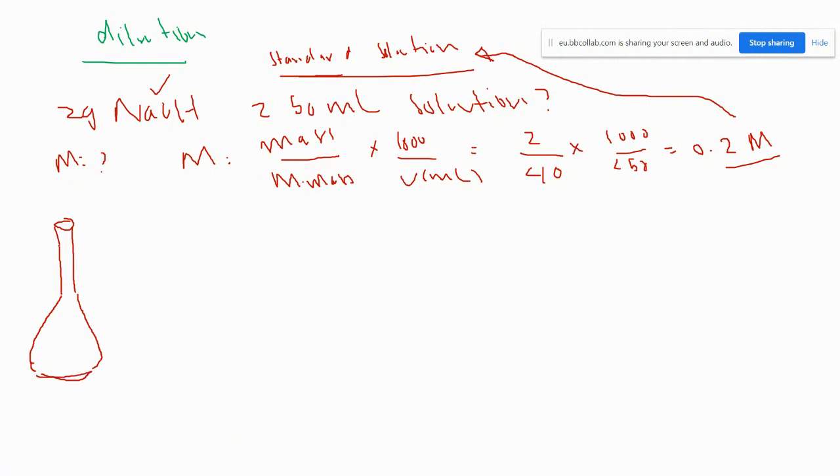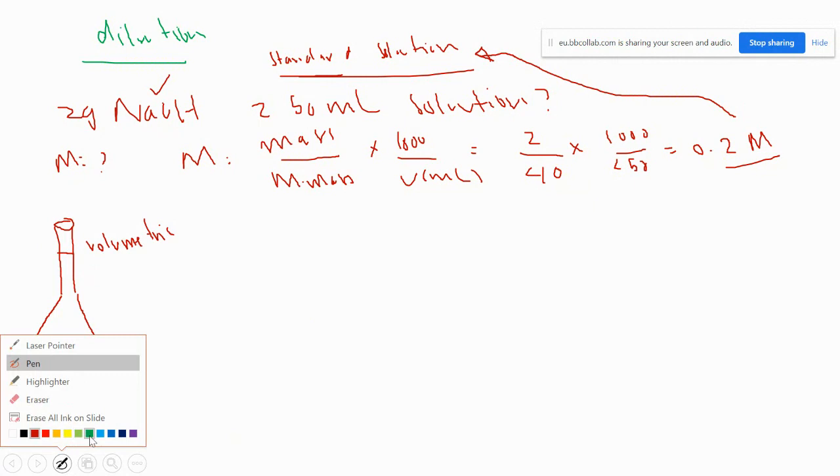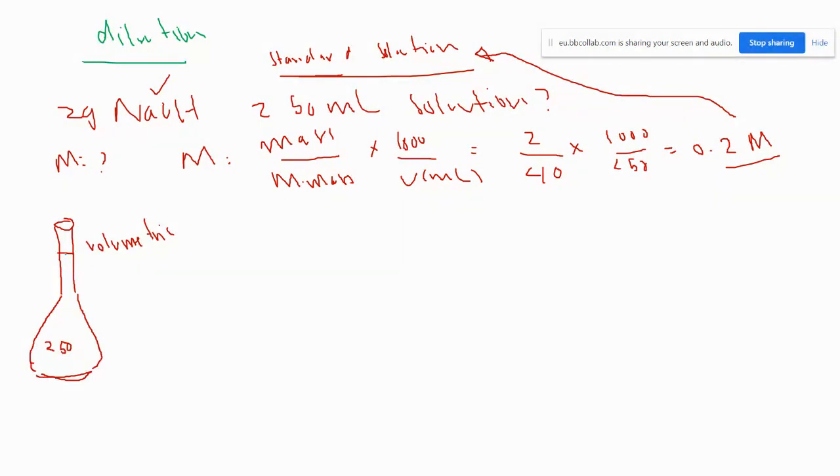Which flask is this? Volumetric flask. Okay, and it is written 250 ml. And then this is full with my solution, the one I prepared right now. It is like this. This is my solution. Okay, 250. This is my solution number 1.